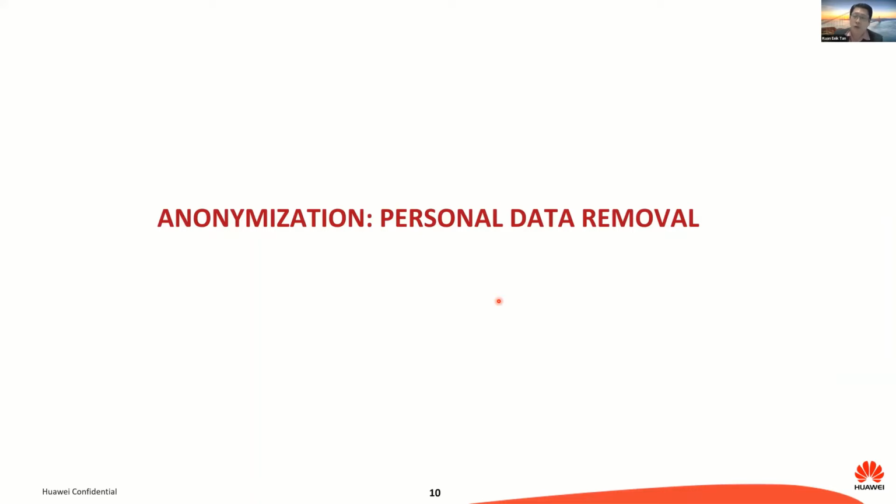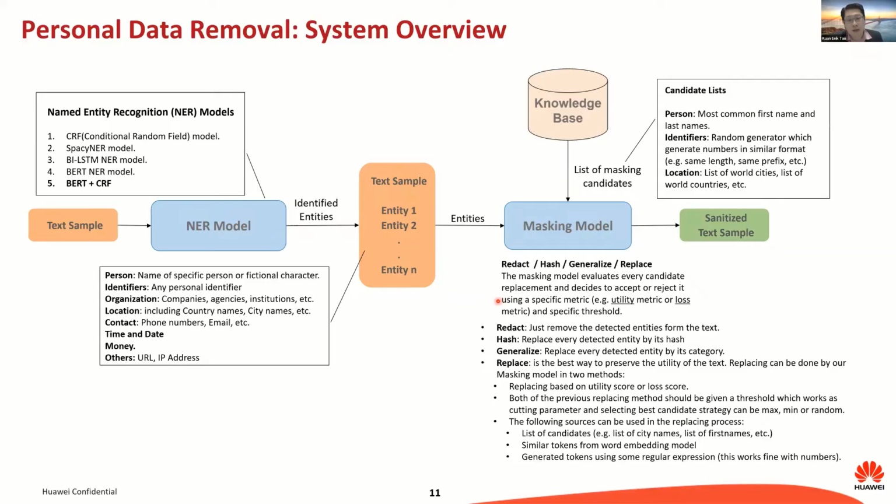Now, the very first thing we have been looking at is anonymization, which is basically the PDR review. It is based on named entity recognition, where we explore various models. Once we're able to detect the entity, the masking model comes into place, leveraging a knowledge base to perform the masking. This could be redaction, as in removing things, or hashing the entities, or we may generalize the entity, or even replace it. We allow the user to configure the replacement based on utility metrics, to maintain the trade-off between pseudonymization and the utility aspect.